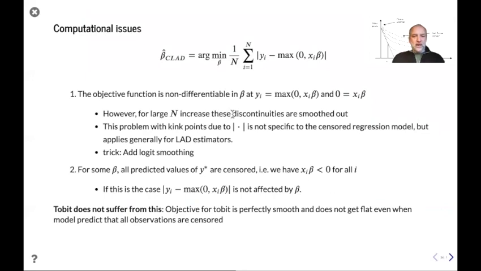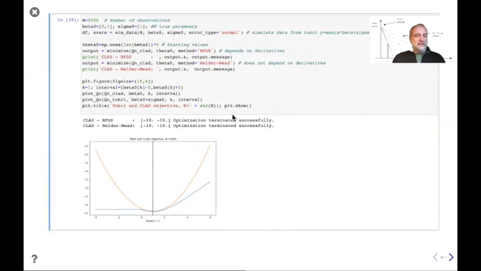Yeah, so that's a problem. I didn't report the Tobit results, but I can tell you this is perfectly smooth. It's going to deliver the estimator in all places. Why don't I try one more thing? Why don't we just try to increase the amount of censoring?